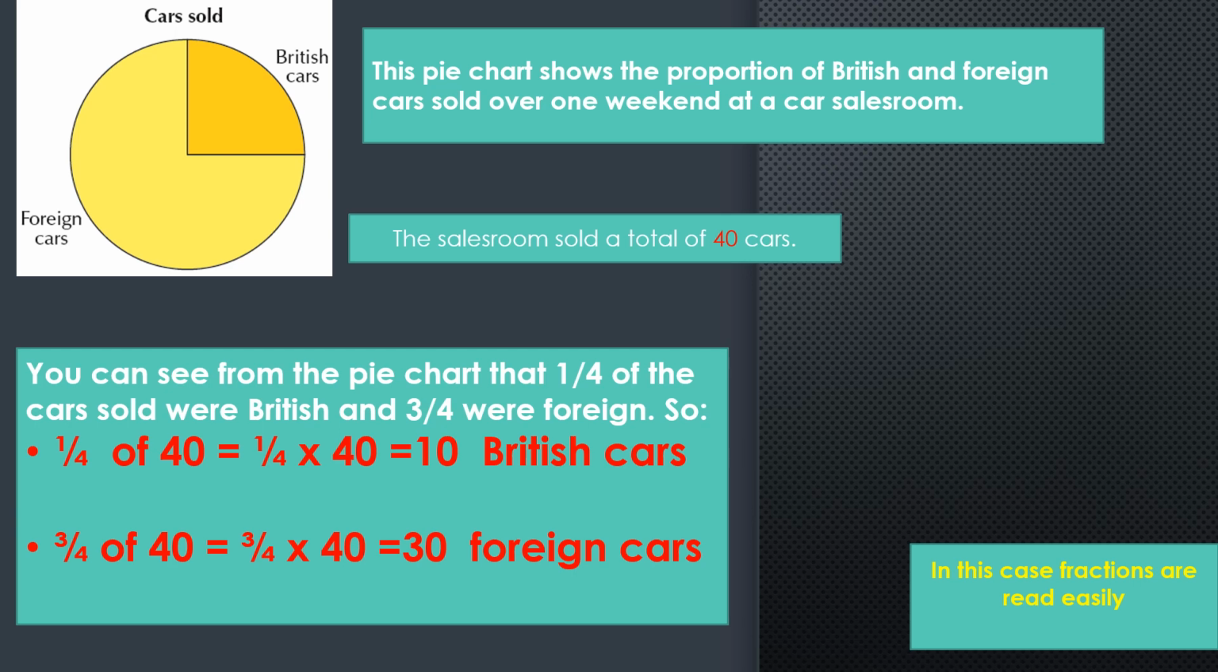The other sector is 3 over 4 out of 40, which is 3 over 4 times 40 to give you 30. Or you can say the rest is 40 minus 10, which is 30.